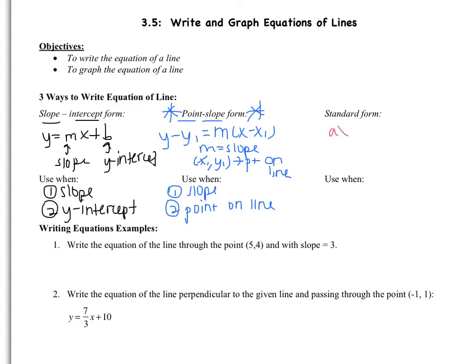Standard form is ax plus by equals c, where a, b, and c are some constants. So they're numbers, they can't be fractions, they can't be decimals. Use this when you are told to. Standard form is not very useful and it's not very common, so don't use it unless you're told to.